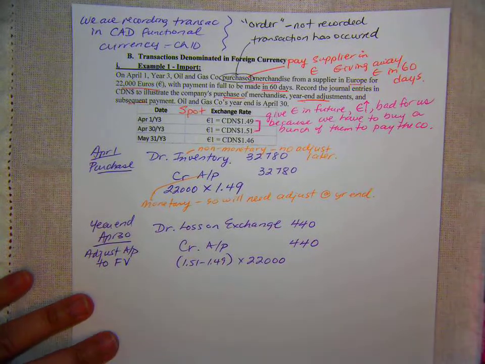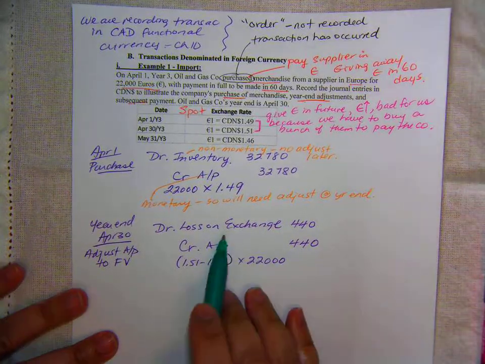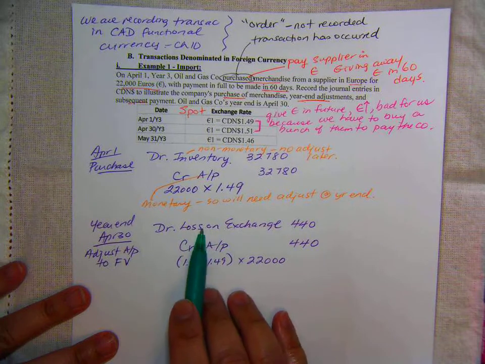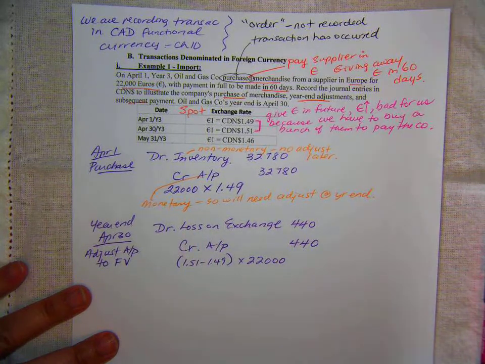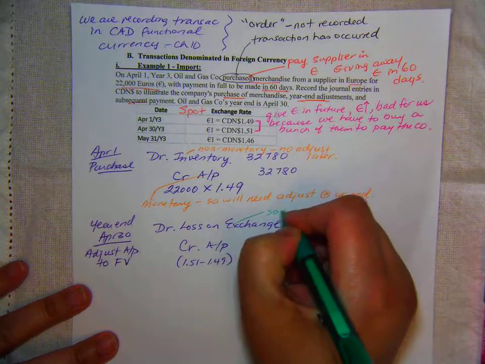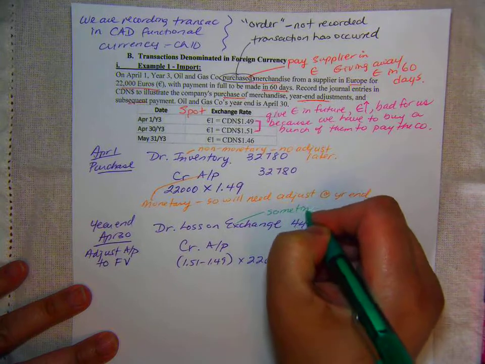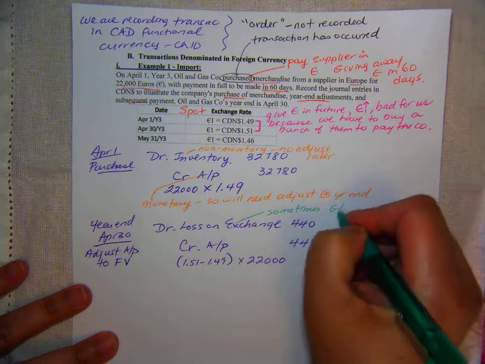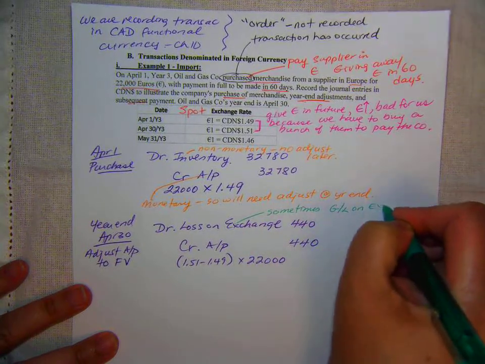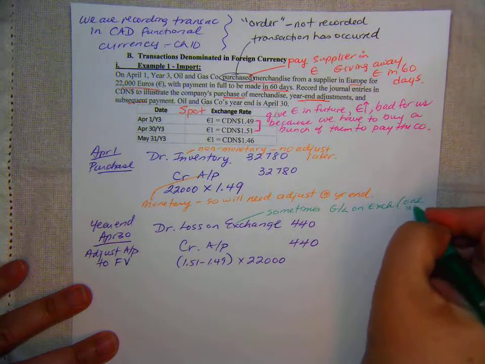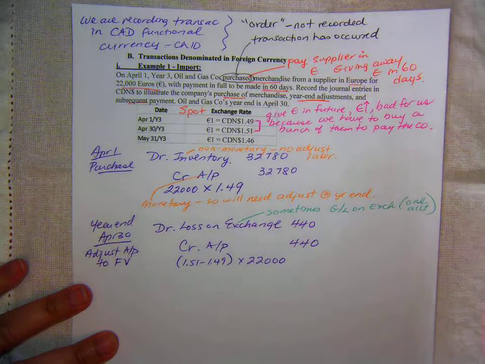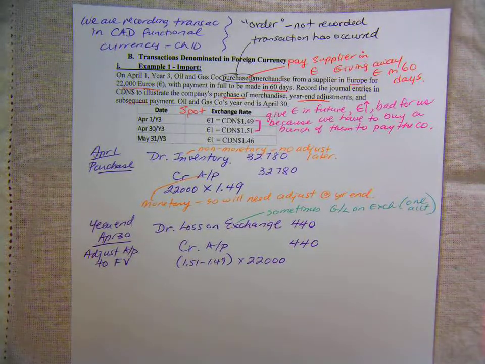Now, just one note, Connect: if they don't give you a separate loss on exchange and a separate gain on exchange, just loss gain, you can just use the one account. So sometimes this is just one account. It's gain loss on exchange. So just watch for that.